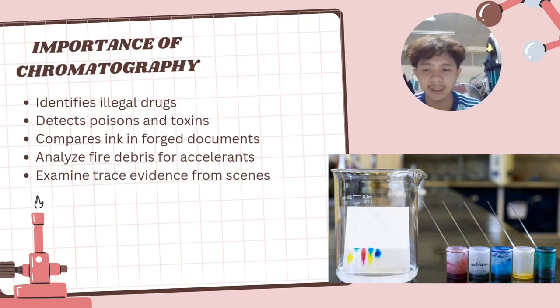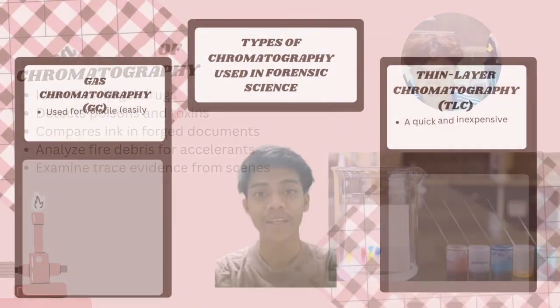One of the biggest advantages of chromatography is its ability to detect very small amounts of substances with high accuracy and reliability. Because of this, it provides strong scientific evidence that helps investigators to solve a crime and support legal decisions in court. In conclusion, chromatography is a powerful analytical technique that plays a vital role in modern forensic investigation.